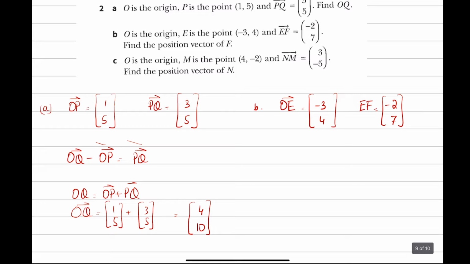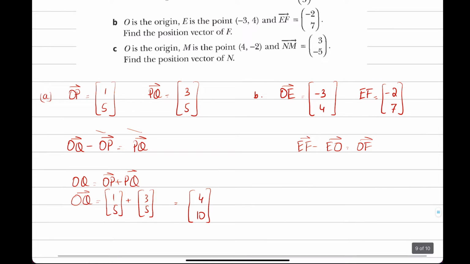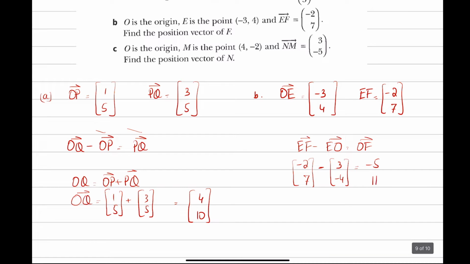Now anyone who can tell me the equation which will help me find out OF, which is the position vector of F? EF minus EO. Okay, not bad. This will give us OF, but this will require some changes. So EF we will write as it is, minus 2, 7. EO, however, will now be 3 and negative 4. So just be careful. Minus 2 minus 3 is minus 5. 7 minus minus 4 will become 7 plus 4, which will then become 11. Okay, so that's correct. Good job.